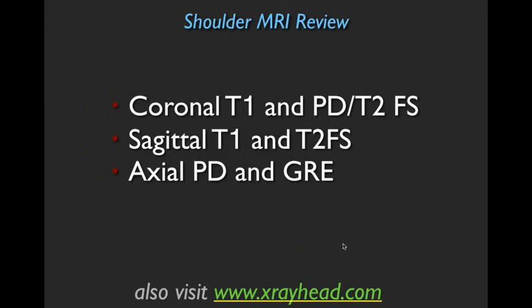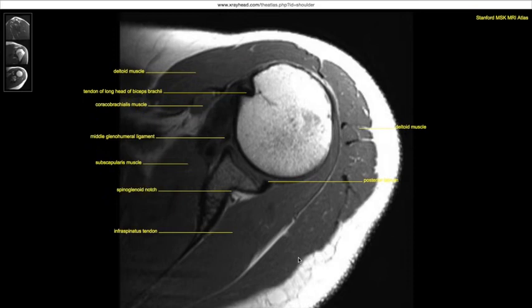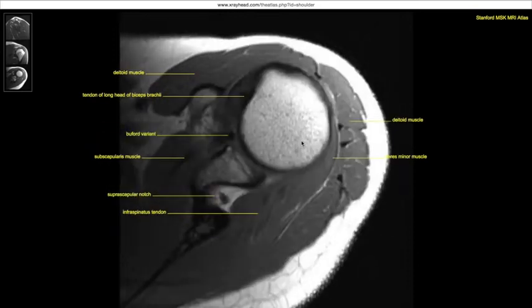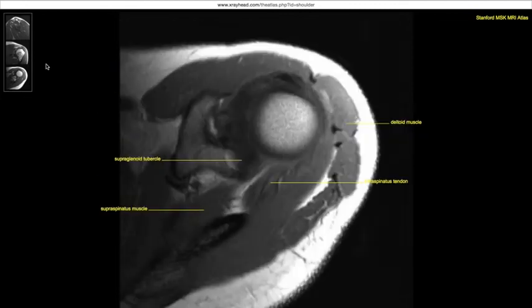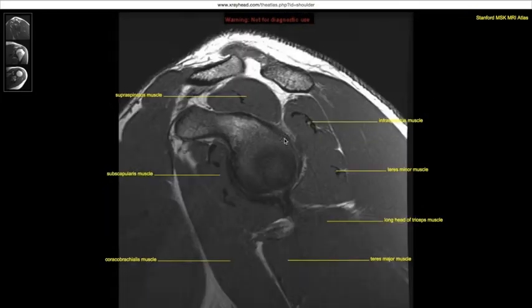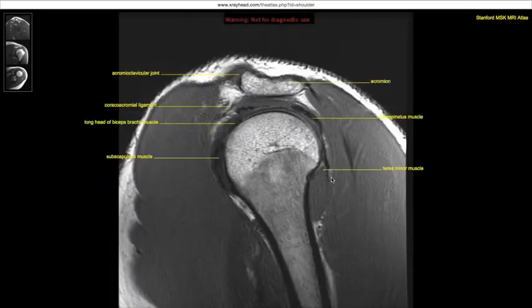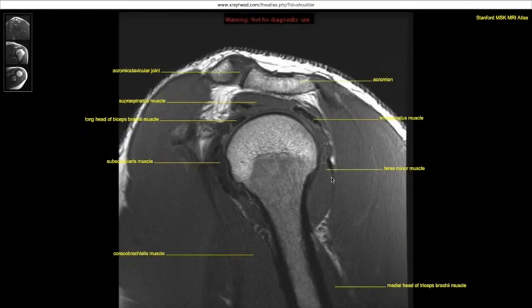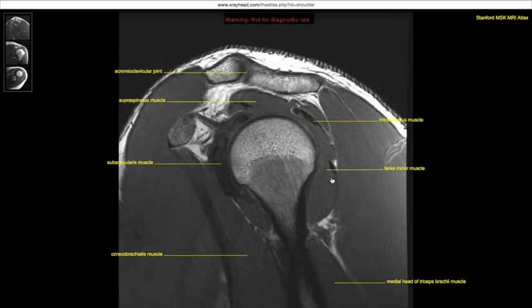And what I'd like to mention up front is that there's a useful site called xrayhead.com that has labeled anatomy, and you can use that to look at T1 weighted images in the axial plane, the oblique coronal plane, or the oblique sagittal plane. It's useful to have a reference like this when you're going through cases on your own, and especially if you're learning the anatomy.